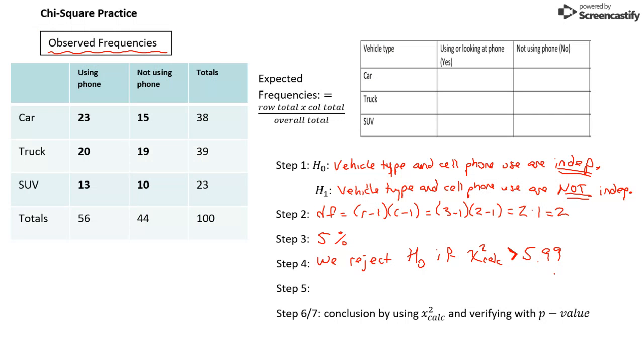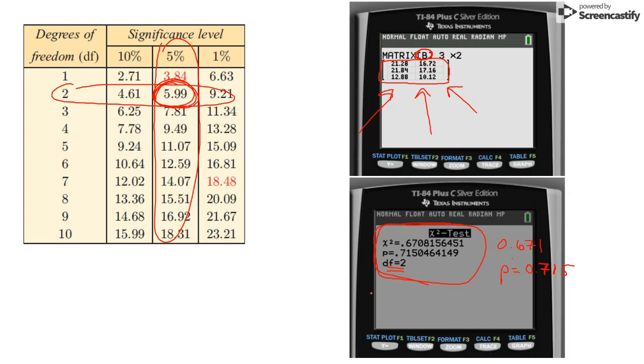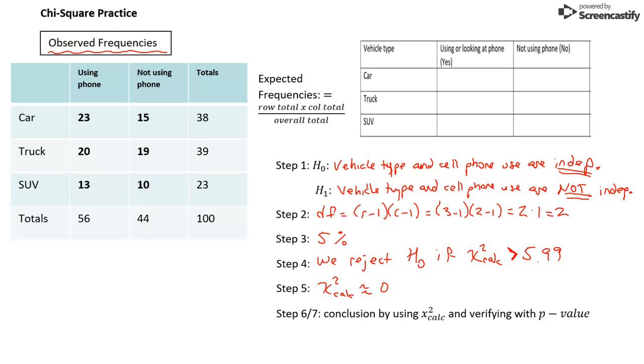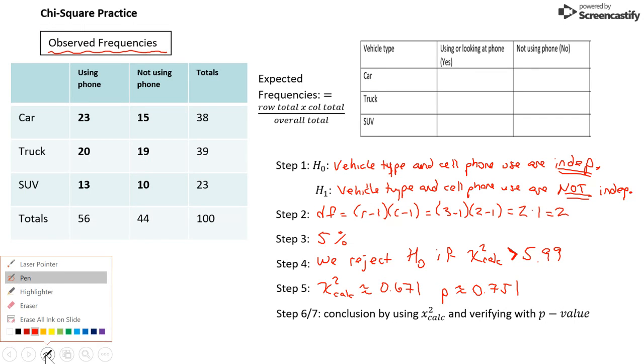So using both of those things, let's go back to our previous screen here. So our chi-squared calculation is, what did I just say it was? It is 0.671. Our p-value is approximately 0.715.